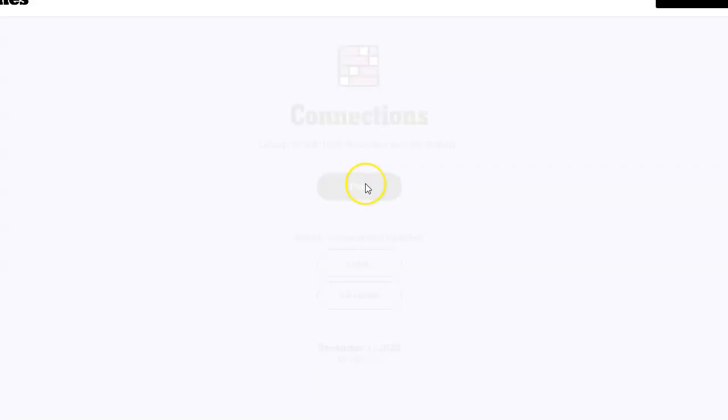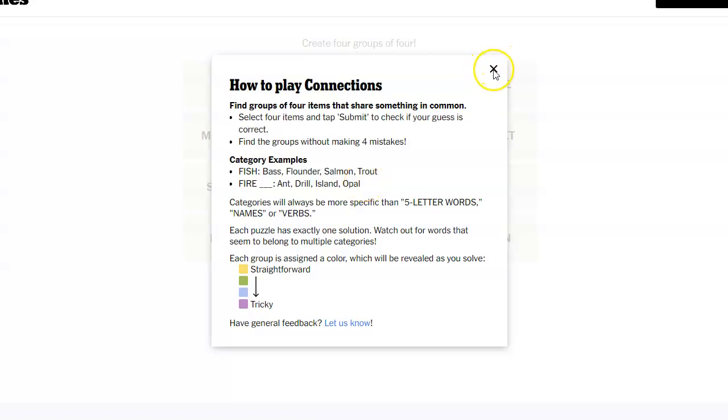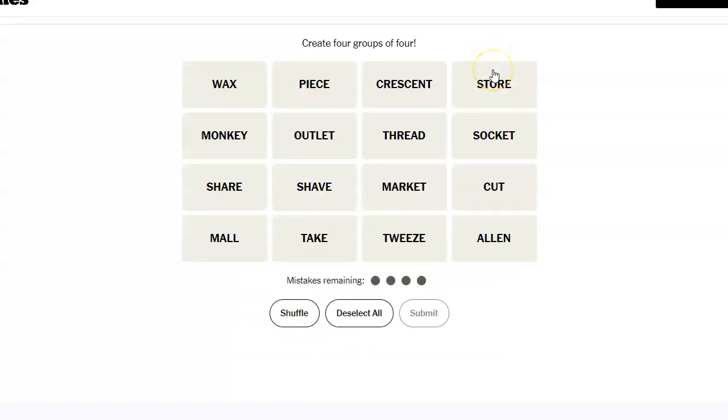Let's see what we've got here. How to play. I guess my stats got removed. I haven't really paid attention to stats. All right, so let's see. We've got Alan. Right away, I'm thinking Tim Allen because of the Santa Claus movies. We'll see. Tweeze, take, maul, cut, market, shave, share, socket, thread, outlet, monkey, store, crescent, piece, wax.